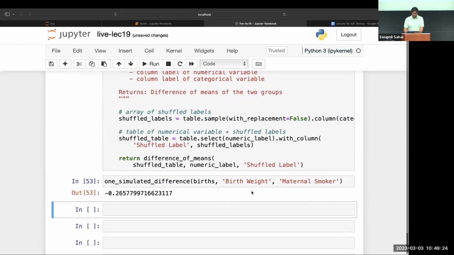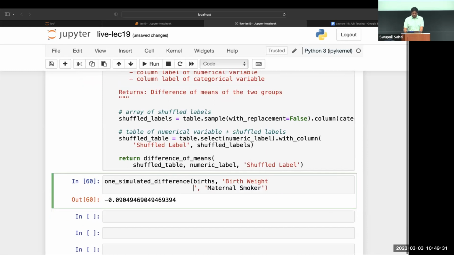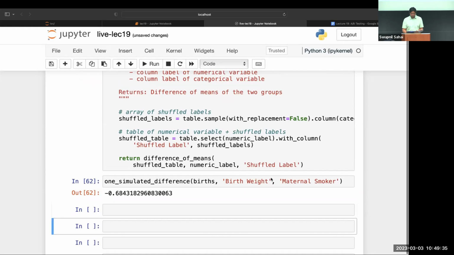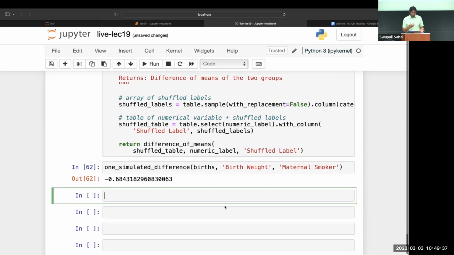And so you can see how this is moving around. So I'll run this a few more times, so you can see the kind of values you're getting, sometimes positive, sometimes negative. So it seems like we're simulating under the null where they're the same. It's not exactly the same in the sample, but it moves around a little bit. And so let's do the final step here, which is to do this many, many times.